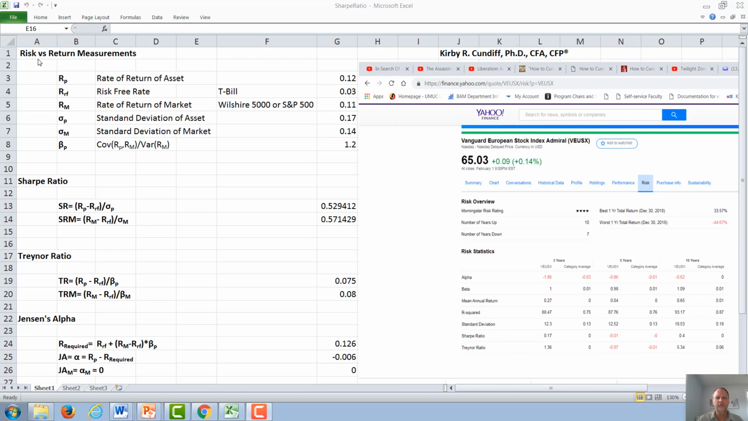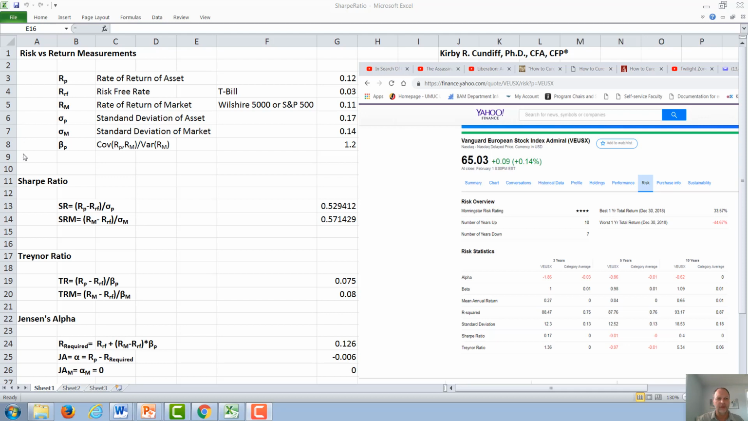In this video, we will discuss measurements of risk versus rate of return. These kinds of measurements are commonly applied to things like mutual funds or other types of investments to indicate whether or not a given investment is underperforming or outperforming an index fund. For example, we will look at the Vanguard European Stock Market Index Fund.